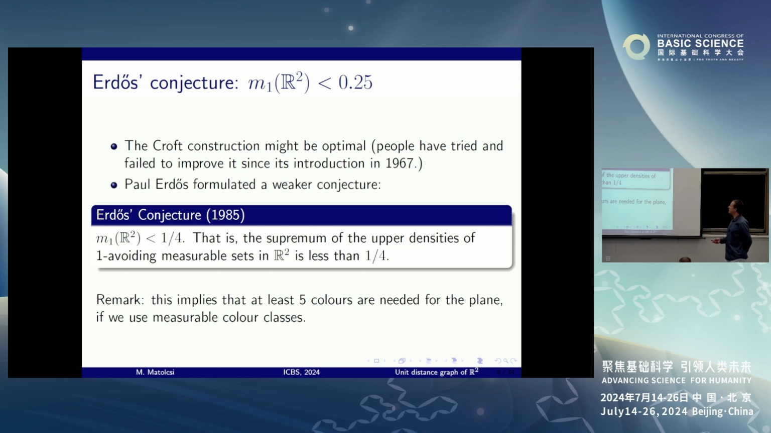And why did he put 1/4 here? Well, unfortunately, we cannot ask him anymore. But maybe a very simple reason could be that if you go below 1/4 with the density, then obviously you need at least 5 colors for the full plane, right? Because if one color class occupies less than 1/4, then 4 color classes occupy less than 4/4. So that means there is some leftover. You need a 5th color. So at least if you are using measurable color classes, you need at least 5 colors. So that might have been his motivation with the 1/4.